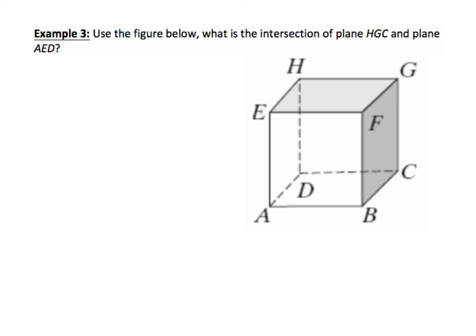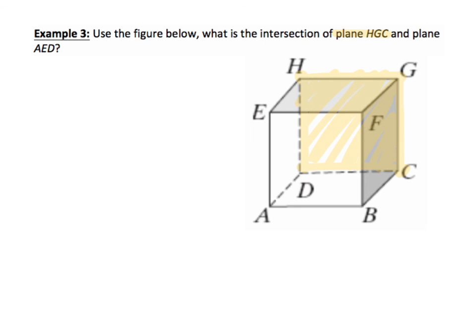Let's go ahead and look at our final example. In example 3, we're going to use the figure below, and we are going to find what is the intersection of plane HGC and plane AED. With planes intersecting, it's a little bit harder to see it. So if you have colored pencils or highlighters, it's a really helpful strategy to color the planes in. So for plane HGC, first find the points H, G, and C, and that plane that contains those 3 points is the back side of this cube shape. So I'm going to go ahead and highlight that in yellow.